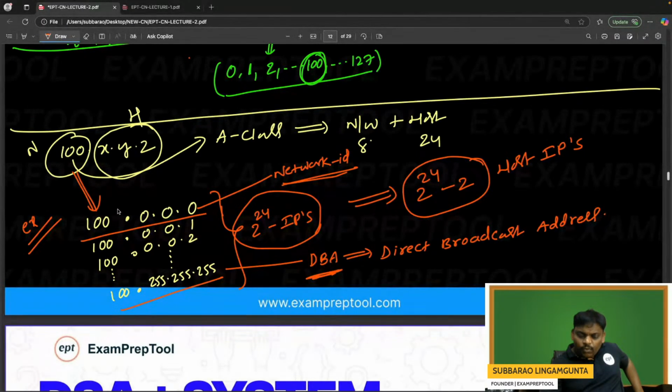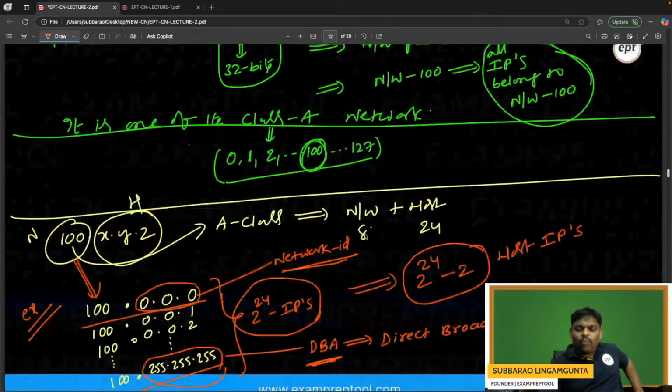What is the network? Network 100. Which class? Class A. How many IPs? 2 power 24. How many hosts? 2 power 24 minus 2. Why minus 2? Host part all zeros, that is for network ID. Host part all ones, that is going to be DBA, direct broadcast address. I hope you got it.